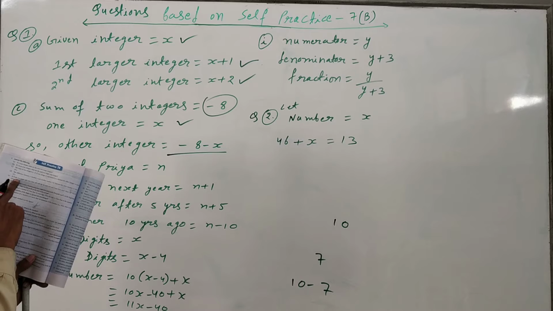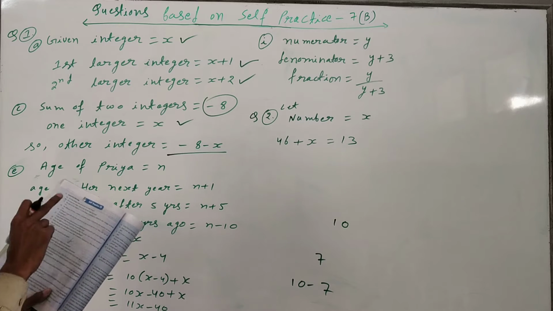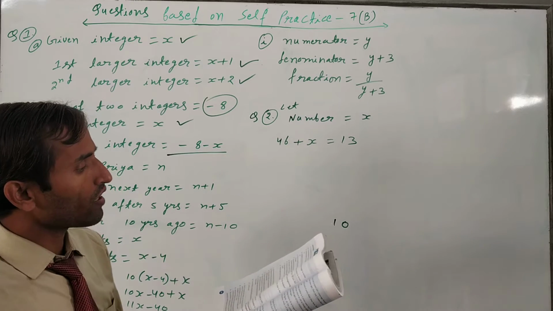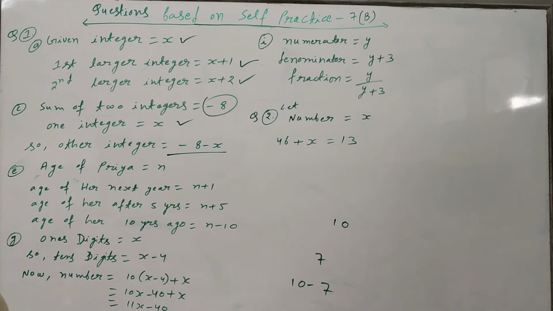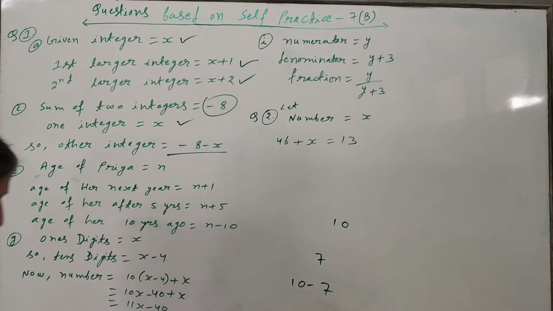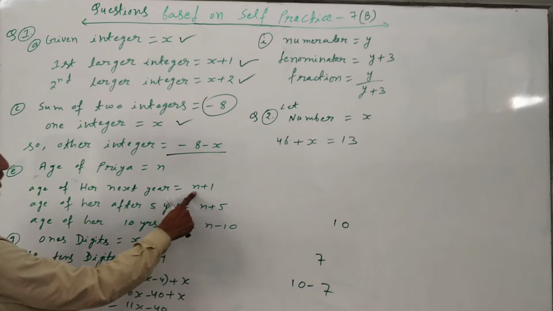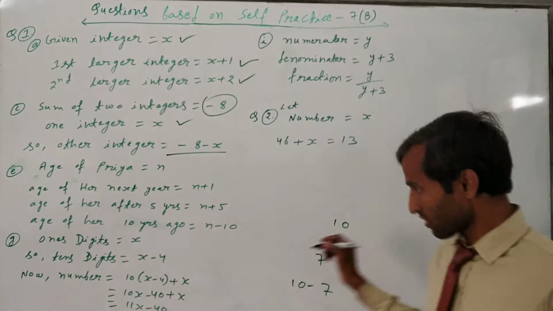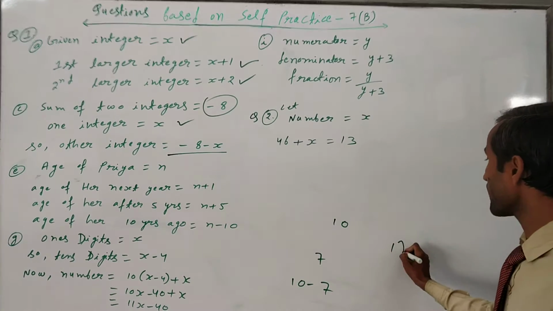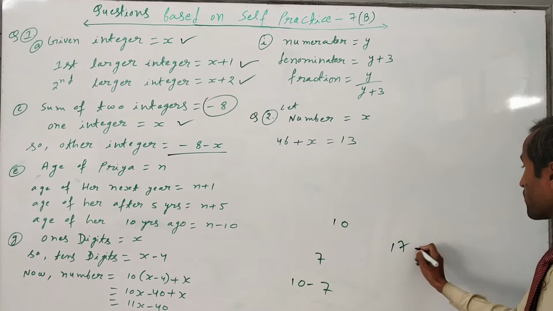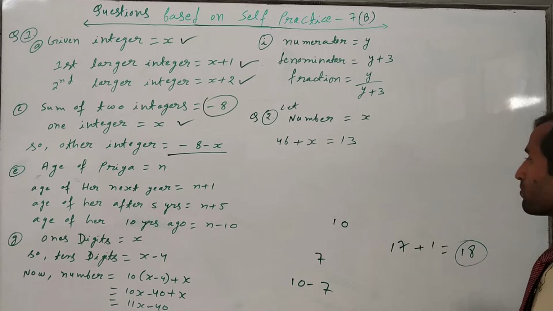Next, in question E, I have left the D part, you have to try it. In E: if Priya is n years old now, how old will she be next year and after 5 years, and how old was she 10 years ago? So we have to find the age of Priya. Right now her present age is given as n years. To find her age after 1 year, we just add plus 1, so n plus 1 will come. Suppose her age this year, 2020, is 17. Then after 1 year, in 2021, it will be 18. We just have to add.